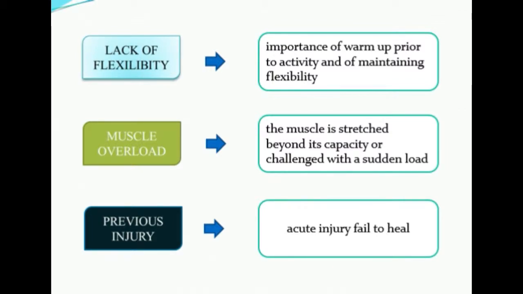Muscle overload occurs when the muscle is stretched beyond its capacity or challenged with a sudden load. This happens when you extend a muscle while it is weighted or loaded. After recovery, the possibility of injury will increase. The hamstring strain will occur due to the previous injury.